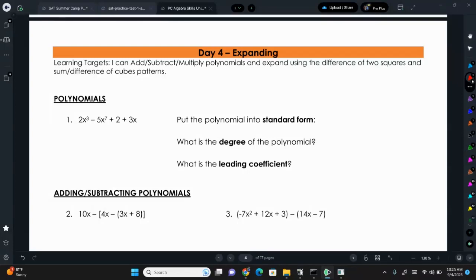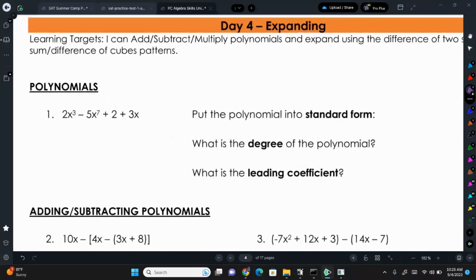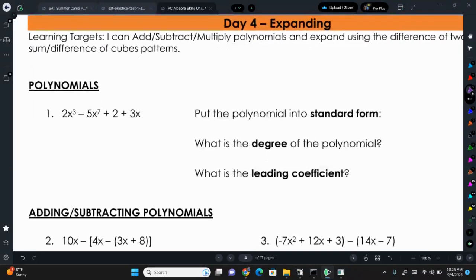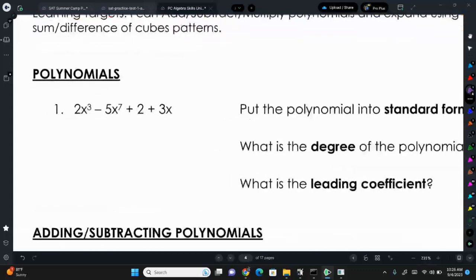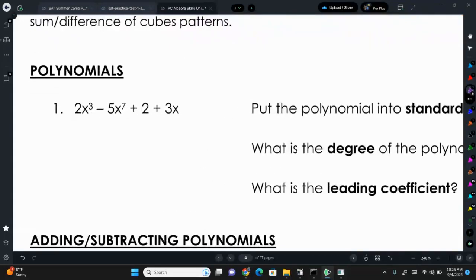We are going to be talking about expanding polynomials today, and we'll first review what a polynomial is and the characteristics of a polynomial, and then look at some special cases for multiplying that will make life a little bit easier for us. So remember, a polynomial is a collection of terms where your exponents are whole and positive numbers, and that we have no variables in the denominator.